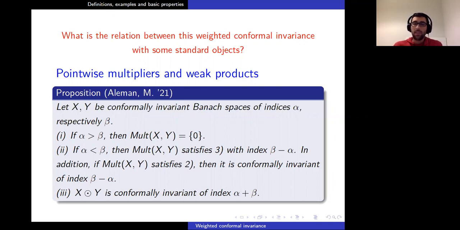We don't know if this space of pointwise multipliers satisfies property 2. For example, if X is not included in Y, then the constant function 1 does not belong to this space of pointwise multipliers. So if we add this extra hypothesis that this space of pointwise multipliers satisfies property 2, then this space will be conformal invariant of index beta minus alpha. Finally, the weak product of X and Y is conformal invariant of index alpha plus beta.